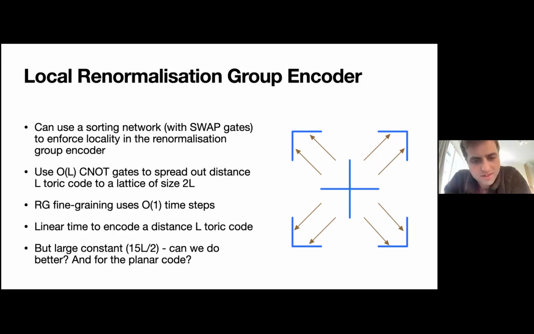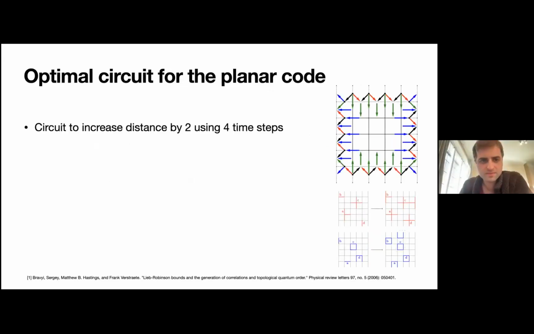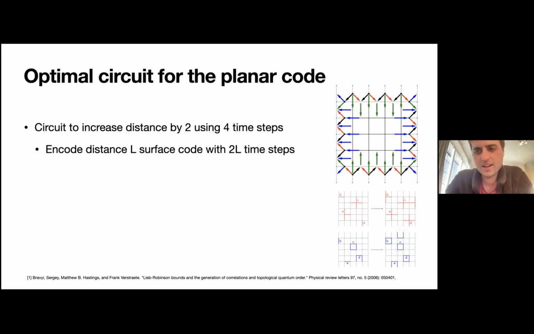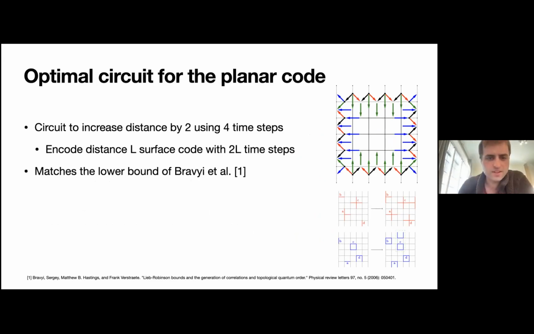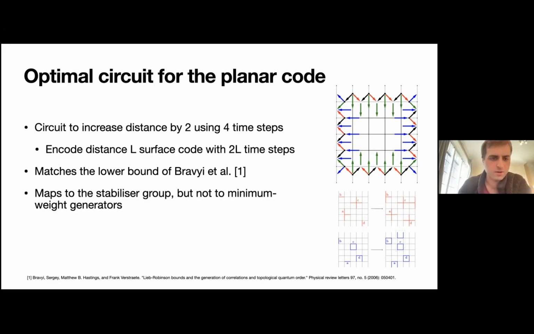So we were curious as to whether or not you could do better, and also how to apply this to the planar code. There's a simple circuit to obtain a linear complexity encoding circuit for the surface code. We find a circuit which increases the distance by 2 using 4 time steps, which leads to a 2L complexity encoding circuit for the planar surface code, which matches a lower bound by Bravyi, but with a better constant than our other method.